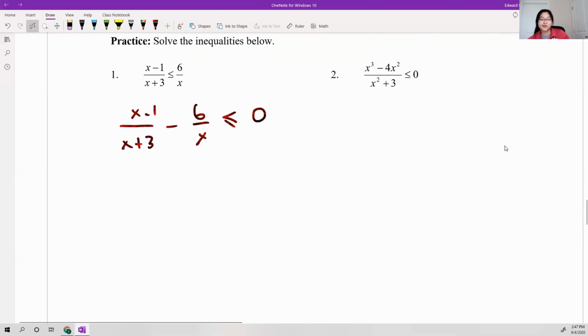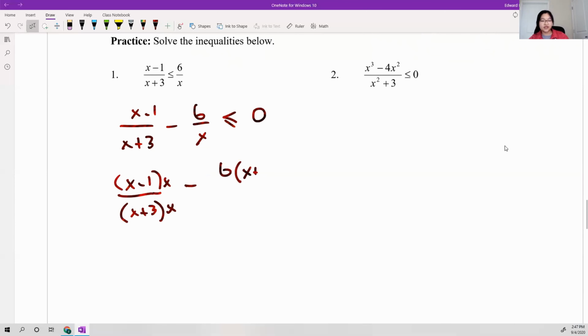And what do we want to do? Find a common denominator? Yeah, I think x times x plus 3 is our common denominator. So we need to multiply the first one by x, and our second term we need to multiply by x plus 3 over x plus 3. And that is a 6, not a b. And this is less than or equal to 0.